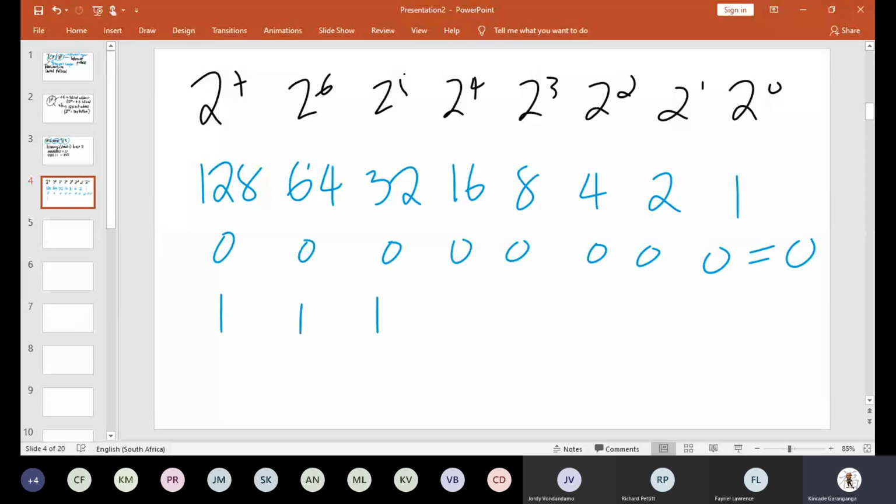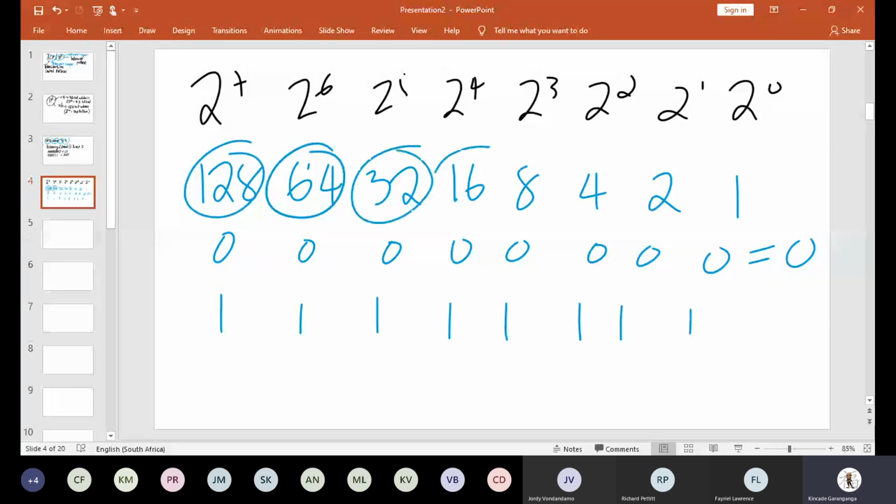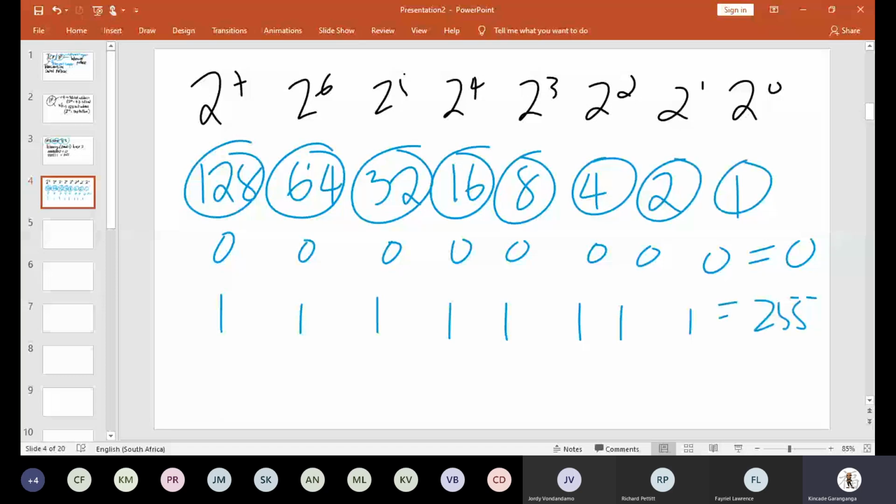But if they're all ones, on the other hand, then you're adding 128 to 64 to 32 to 16 to 8 to 4 to 2 and then 1, and that gives you 255. So this is where the mathematics comes into play. That's the reason why all ones give you 255, and all zeros give you 0, as far as conventions go.